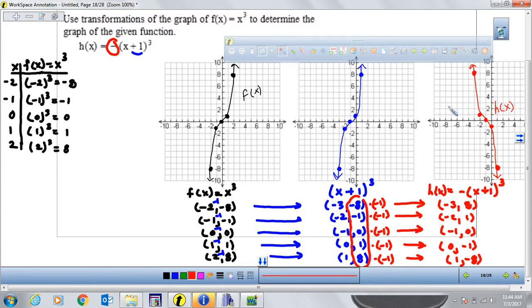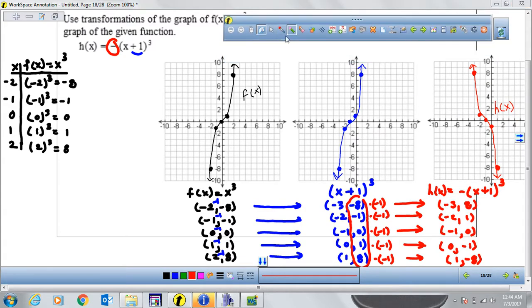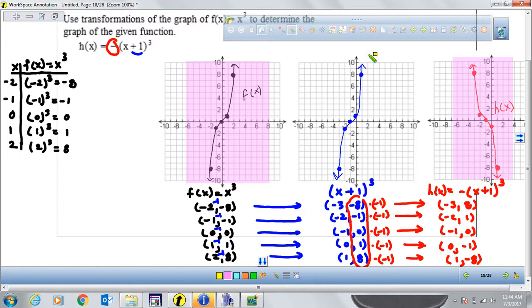And that concludes this problem. Now just keep in mind that the only things we need to sketch are f of x and h of x. This one is extra. It probably helps as an aid to look at the transformations when you're describing. But again, it doesn't need to be graphed. So we only need f of x and h of x.